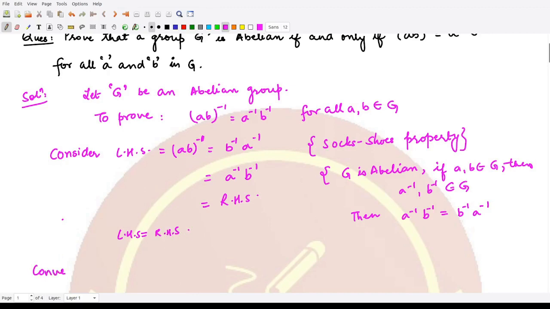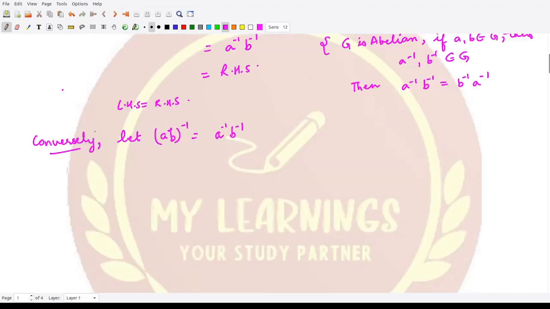Conversely, we assume that (AB) whole inverse is equal to A inverse B inverse, correct? What do we need to prove? We need to prove that G is abelian, correct? That is, we will prove that AB is equal to BA for all A, B which are members of G. We need to prove this.